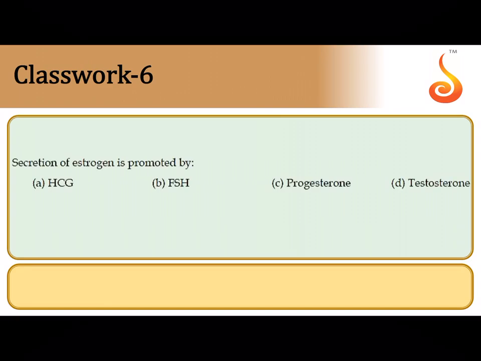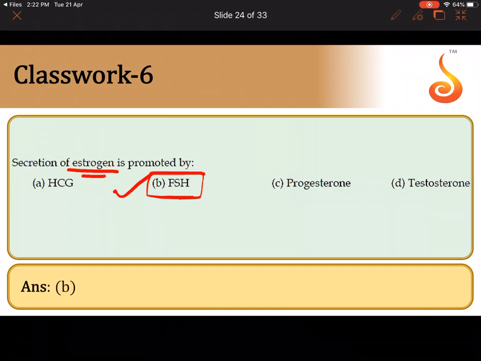Secretion of estrogen is promoted by, now estrogen is secreted by the growing ovarian follicles, please remember. And how do the ovarian follicles secrete estrogen? Under the influence of a hormone secreted by your anterior pituitary, which is called the follicle stimulating hormone. So the answer is follicle stimulating hormone.